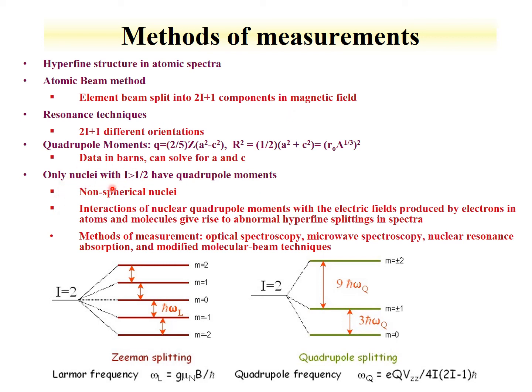Nuclei with spins greater than 1/2 have quadrupole moments and tend to be non-spherical. The interactions of nuclear quadrupole moments with electric fields produced by electrons can give rise to hyperfine splitting in spectra. You can measure these with optical and microwave spectroscopy, NMR, and molecular beam techniques. So this is maybe some information you might have seen in other courses, and how it relates to our understanding of the nucleus, particularly the magnetic properties of the nucleus, which are derived from the spin of the nucleus.